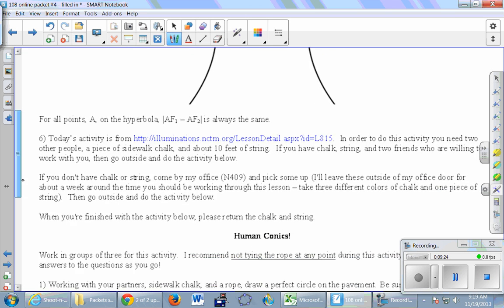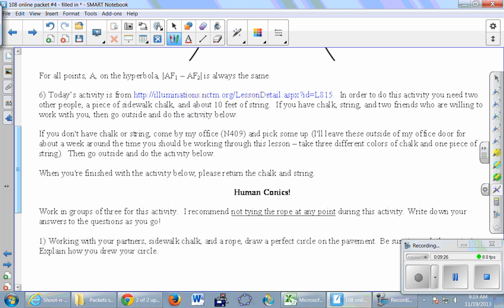Number 6. Today's activity is from that web page. In order to do this activity, you need two other people, a piece of sidewalk chalk, and about 10 feet of string. I cannot help you find two other people that will work with you on this, but you should know that they do not need to be in your pre-calculus class. They can be two friends or two family members or two random people that you meet on the street. You just need two volunteers to help you with the string and chalk.